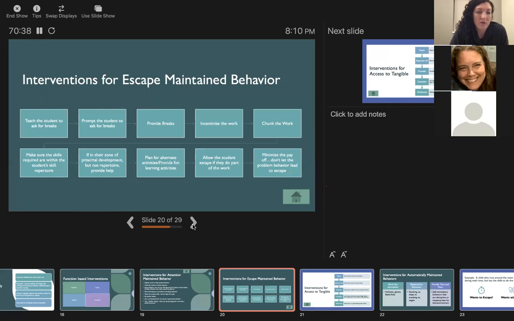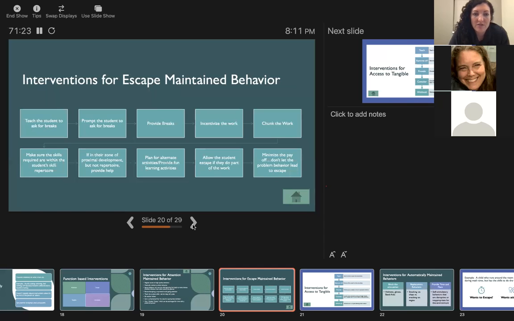So the student says, hey, you know, I want to go for one of my earned breaks. And the teacher says, well, what I need you to do is, and makes it relevant to the class that is happening at the time, or relevant to missing assignments, and then provides those earned breaks. Incentivizing the work, chunking work, presenting it in smaller pieces is a very valuable tool. Make sure the skills required are within the student's repertoire. If it's in their ZPD, but not in their repertoire, make sure we're providing help.